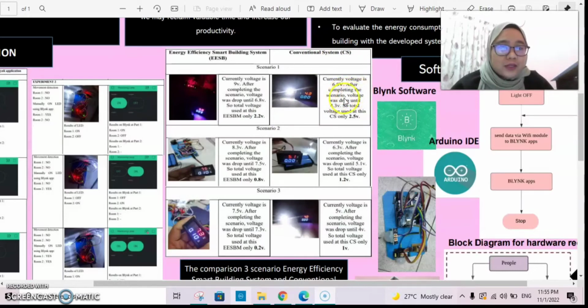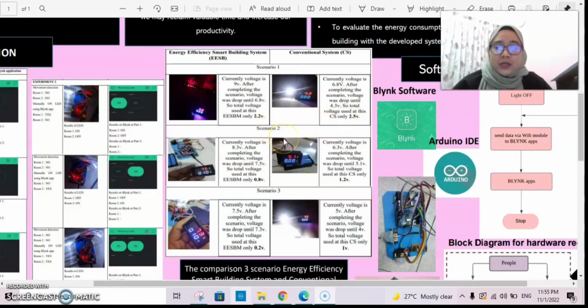After completing the scenario, voltage dropped to 4.3. So the total voltage used by this system is only 2.5 volt.